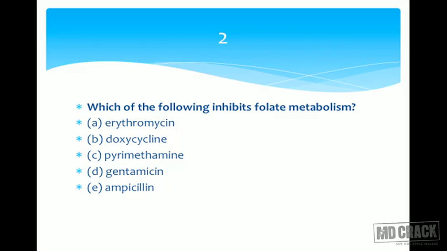D, next drug is gentamicin. Gentamicin acts on protein synthesis. We know it's an aminoglycoside, so protein synthesis. Next one, pyrimethamine. Do you remember anything related to pyrimethamine apart from malaria? It's useful in malaria. Do you remember any combination of pyrimethamine? Pyrimethamine can be combined with drugs which can affect the folate metabolism and can act on the first step.